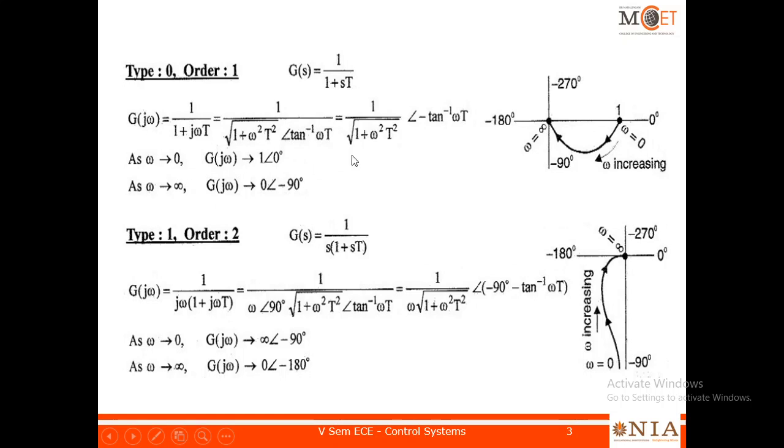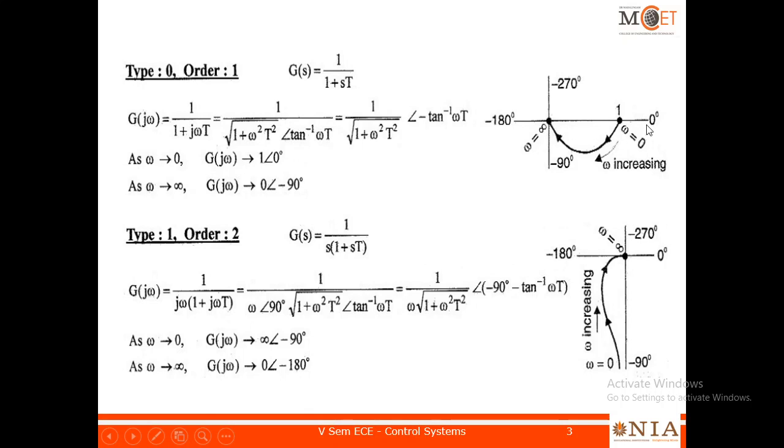At omega is equal to 0, the magnitude is 1, but the angle is 0 degrees. That 0 degree line is this line. So the point will lie somewhere here, at magnitude 1. When omega is equal to infinity, the magnitude is 0. That means it will go to the origin and the angle is minus 90 degrees. It will align with this minus 90 degree line. So this is the point. With 2 points we have drawn the graph, but this is the approximate shape which justifies that it starts in this quadrant and it ends in the same quadrant.